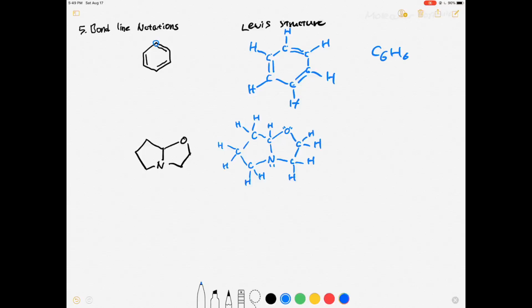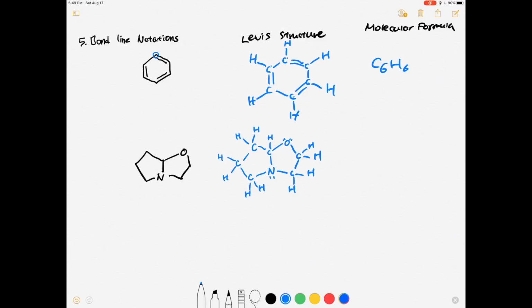Very good. And count the number of carbons. 1, 2, 3, 4, 5, 6. C6. Okay, so C6. And how many hydrogens? It has 1, 2, 3, 4, 5, 6, 7, 8, 9, 10, 11. So H11. 1 oxygen, 1 nitrogen. Cool, cool.